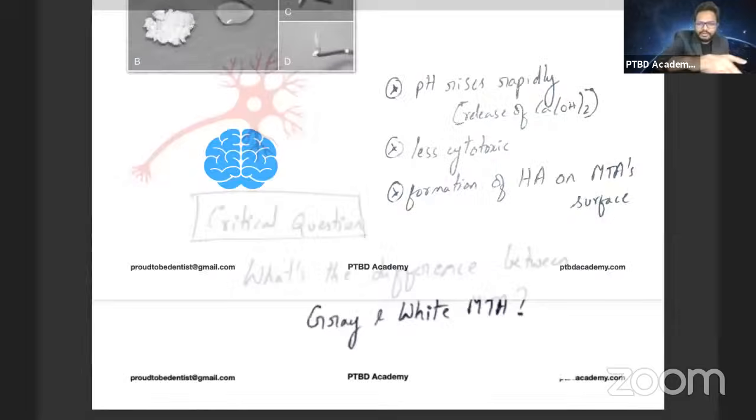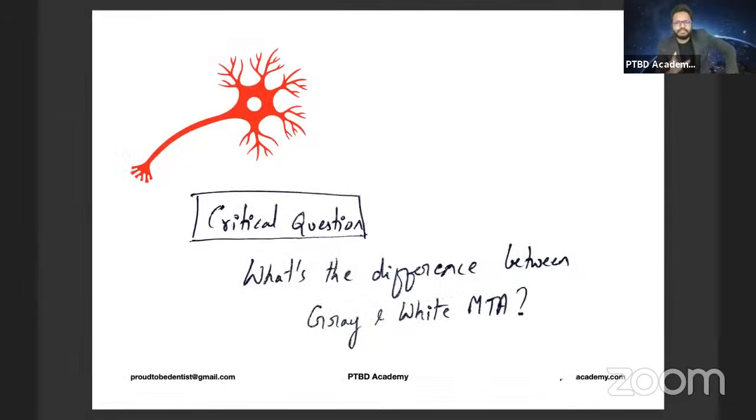Okay, now finally, the critical question for today's 5 a.m. session related to this topic. What's the difference between gray and white MTA? It has something to do with a clue which I mentioned previously, which I'm not going to mention again now. So it's time to fire up your neurons. Do find out and get back through mail, okay?